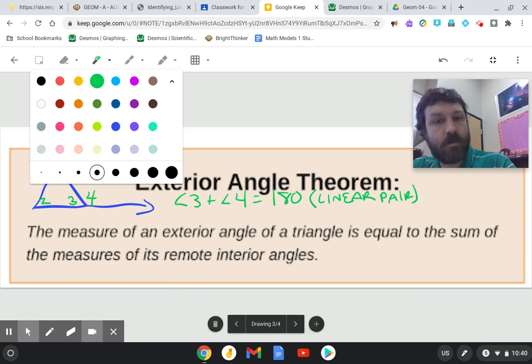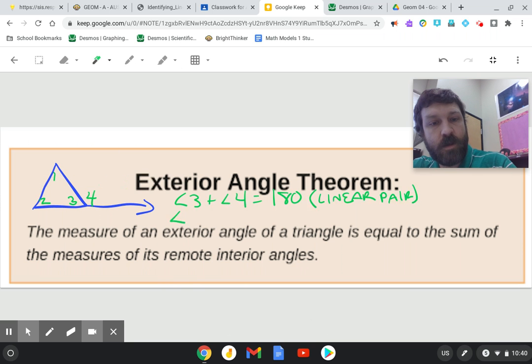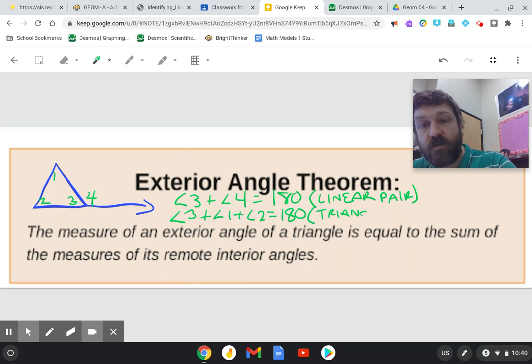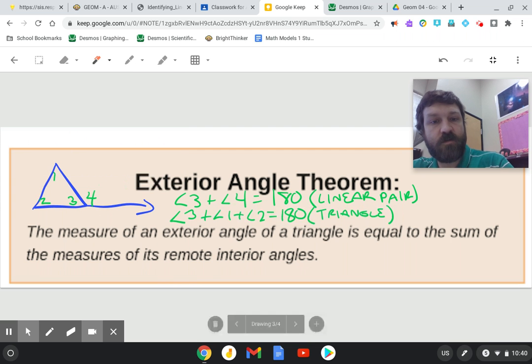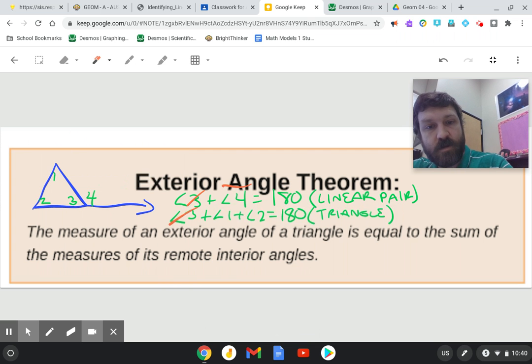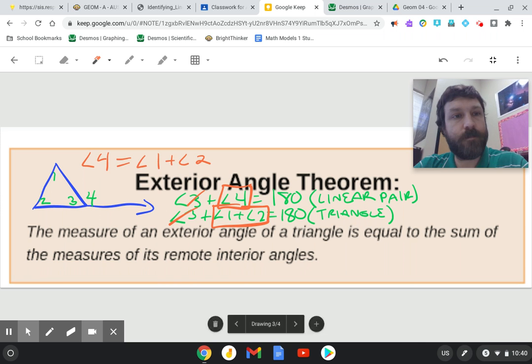We also know that angle 3 plus angle 1 plus angle 2 equals 180. That's because they are a triangle. So naturally, if you just use common sense, that means that if I take out the angle 3's, these parts have to be equal to each other. So then angle 4 equals angle 1 plus angle 2, and that's exactly what's being described in this theorem.